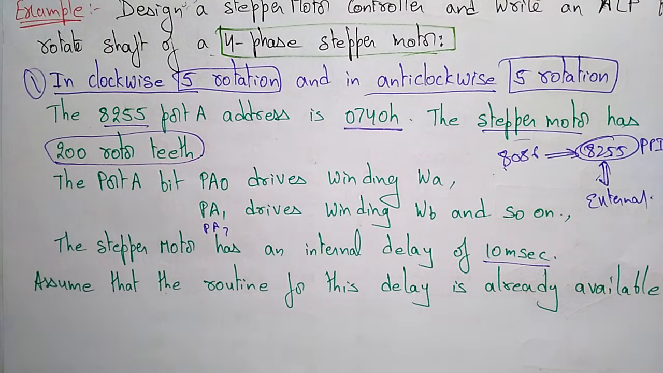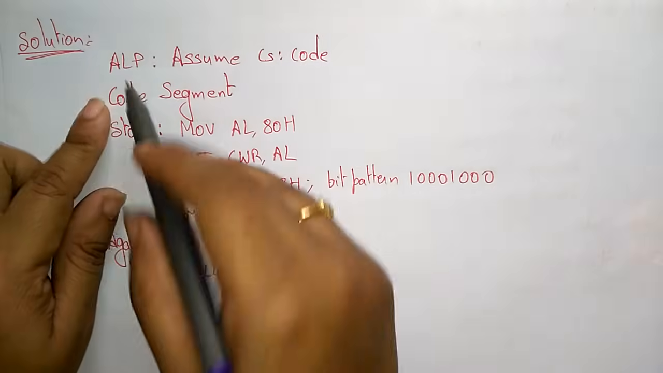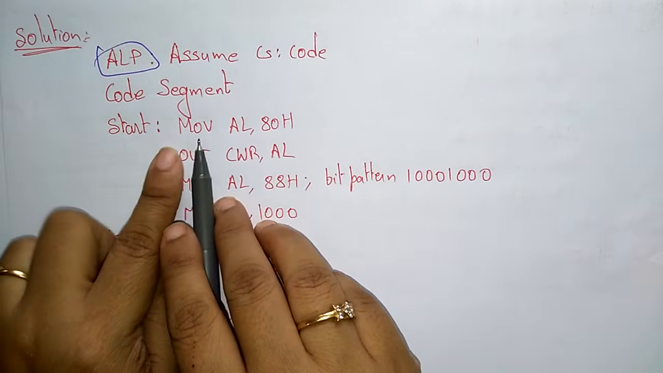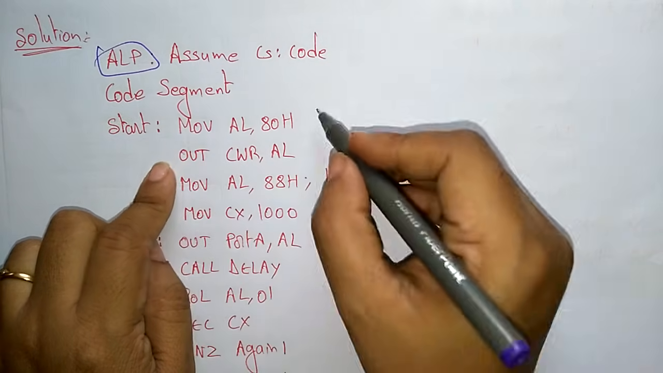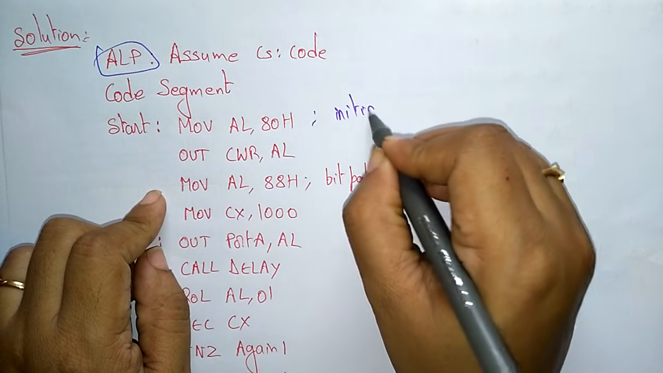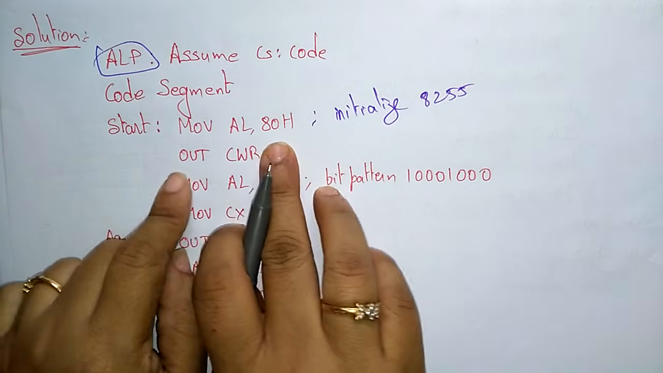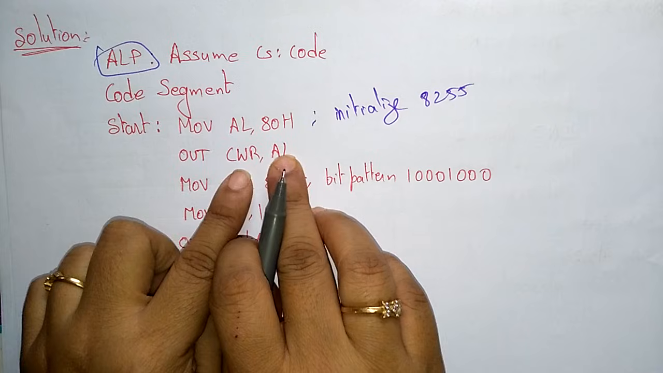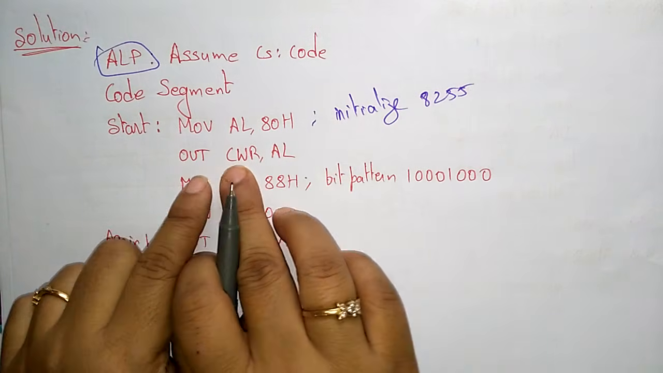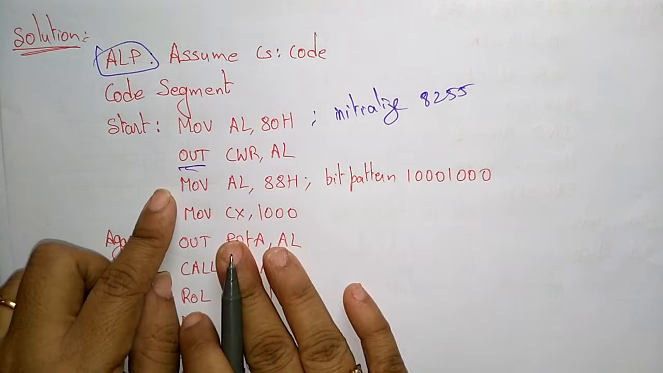Now let us see the program. The solution for this is an ALP program, first assume code segment. Now start the program. Move AL, 80H, which is used to initialize the 8255. So we are initializing the 8255. The data 80H is a control word that will be placed in the control word register with the help of the OUT command.